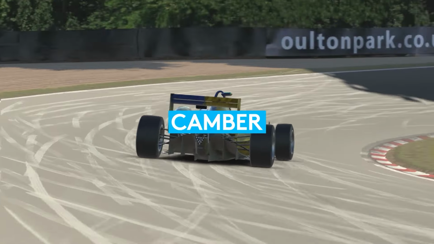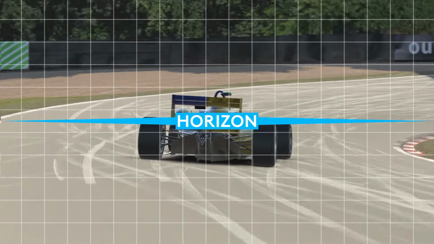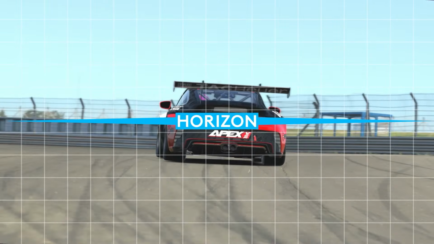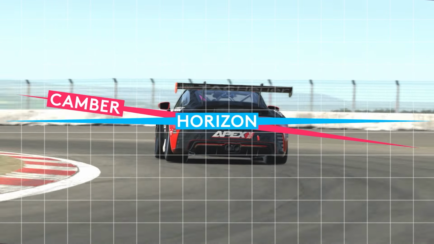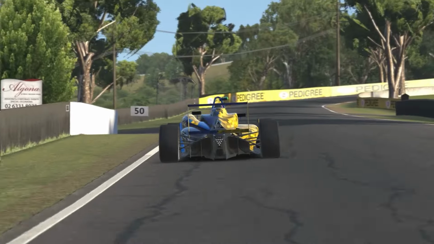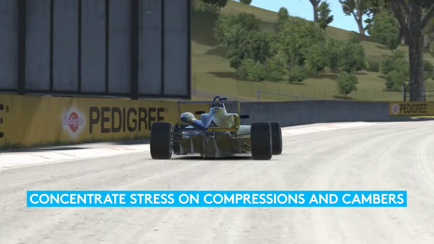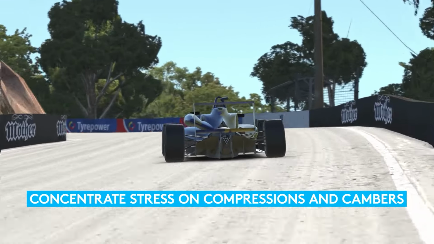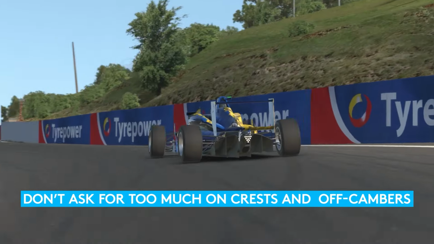Camber changes work more or less like crests and compressions. On camber means the track is tilted towards the direction we're turning, increasing cornering grip, and off camber means the track is tilted outwards, making our car fall outside of the corner, decreasing cornering grip drastically. The secret here is to concentrate stress on compressions and banked or cambered corners, since we'll have the extra grip there, and plan to go straighter or brake less on crests and off-camber corners.